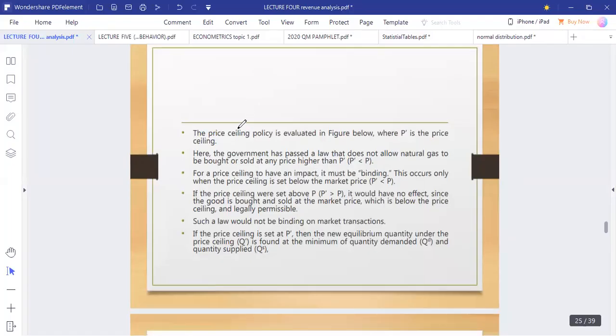So price ceiling policy has been figured above. Price ceiling is simply the highest price that government can ever charge. Any questions? Any questions at this point?